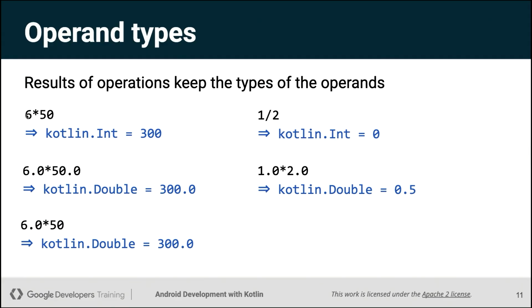So when we multiply numbers, integers, it will result in integer. When we multiply doubles, it will result in double. When we do operations with double and integer, it will result in double. Similar to what you have in C#.